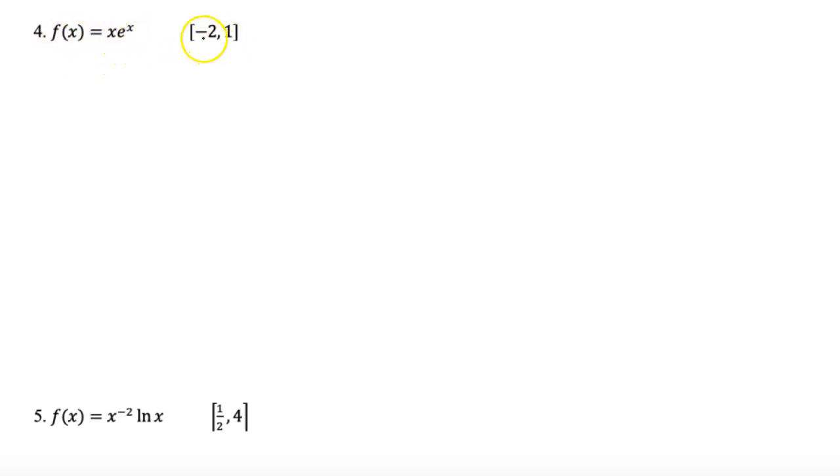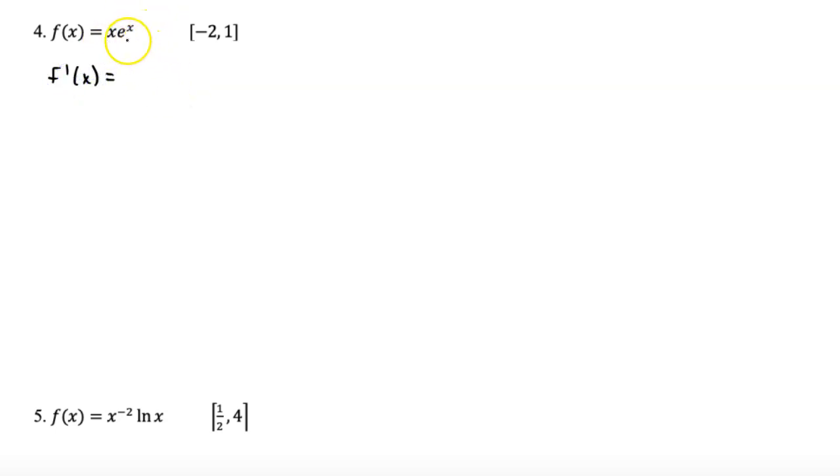in this function over our interval. Our critical numbers occur when the derivative of f of x is either undefined or if it's equal to 0. And so let's start by finding this derivative. So f prime of x.